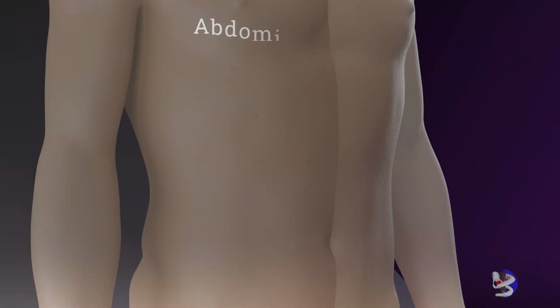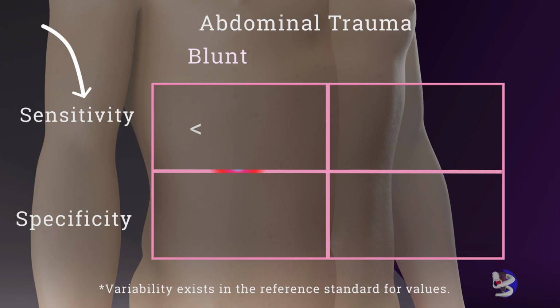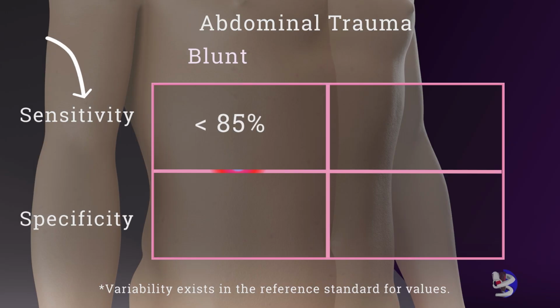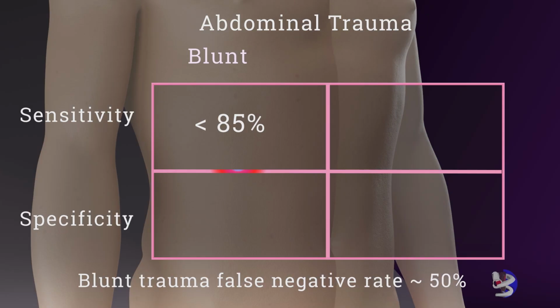In terms of the performance of the FAST exam, for blunt abdominal trauma, the study has low sensitivity, particularly in those patients who are hemodynamically stable. In these, the specificity is better at around 97%. This implies that we cannot use this technique to rule out an intra-abdominal injury in these patients.